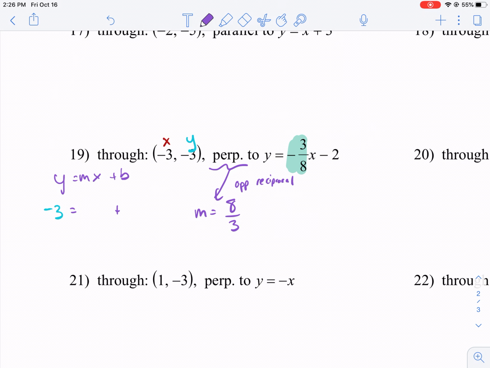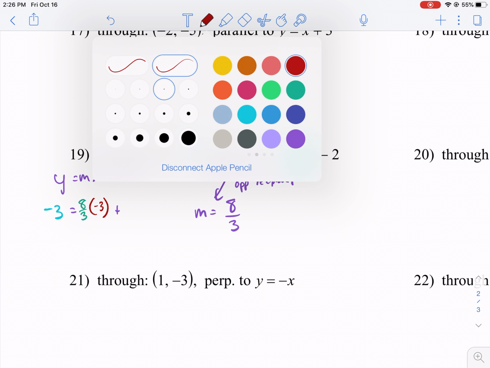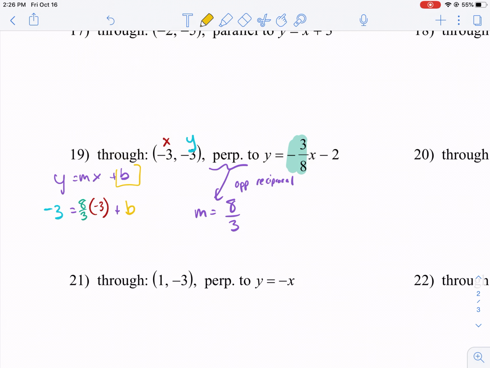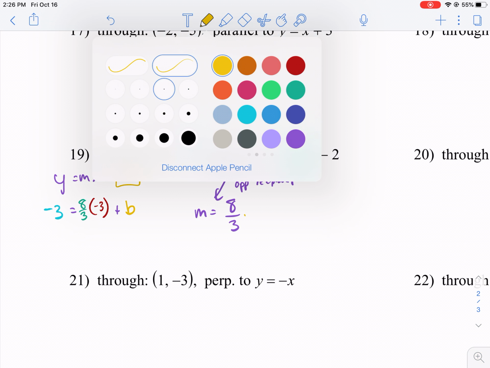I'll use green for that: 8 over 3. Now our x, we determined, is going to be, in red, negative 3 because we want to go through that point. The only thing we're trying to solve is the y-intercept. That's what we don't know. We're missing that value, so that's what we need to solve for. We know our x, we know our y, we know the slope that we want, so we solve from there.